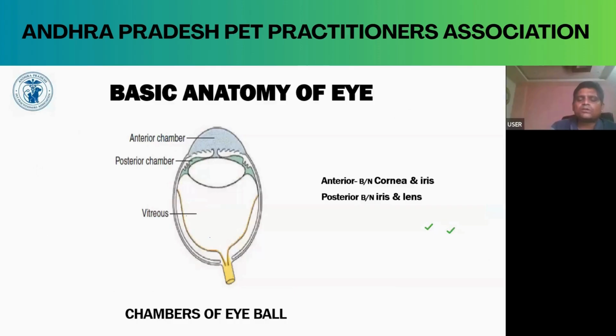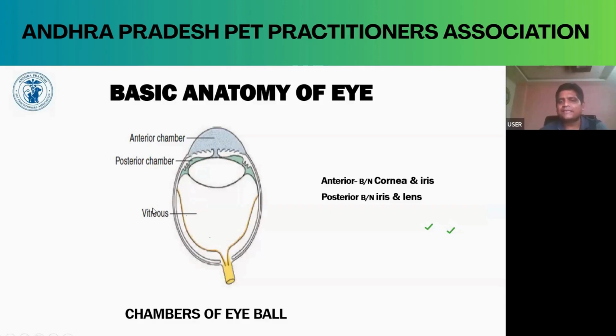Coming to the different chambers of the eye. These chambers mainly contain fluid, which maintains the intraocular pressure. What are the three different chambers? The anterior chamber, the posterior chamber, and the vitreous chamber.